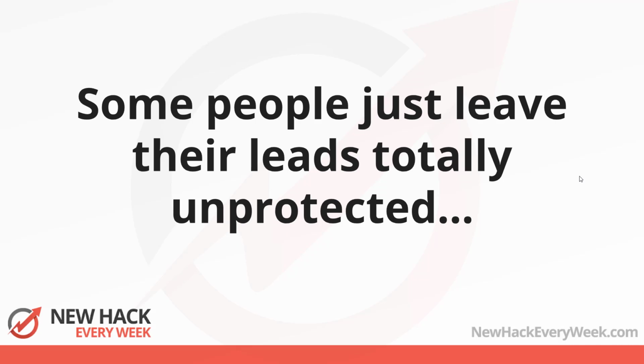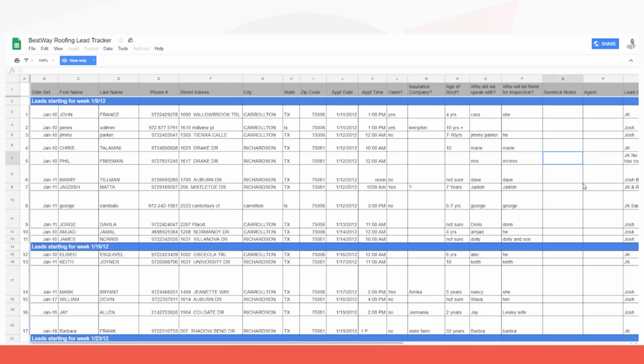Some people just leave their leads totally unprotected too. Here's an example of one that I found, Best Way Roofing Lead Tracker. We've got the age of their roof, all this stuff, they've got appointments and all that, but they just literally left it unprotected. So I did in URL, and then I just put the standard Google Drive stuff, drive.google.com/spreadsheet, I think it was. And this was just one that showed up when I typed in plumbing or something like that. So there's tons of them out there.